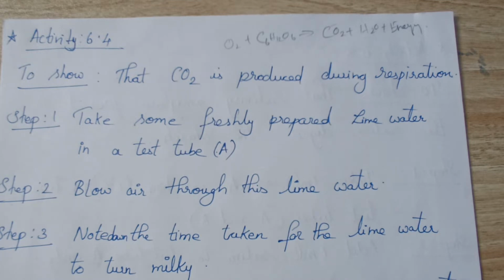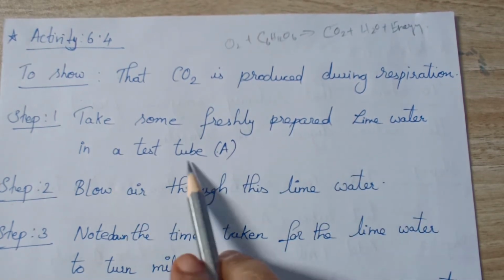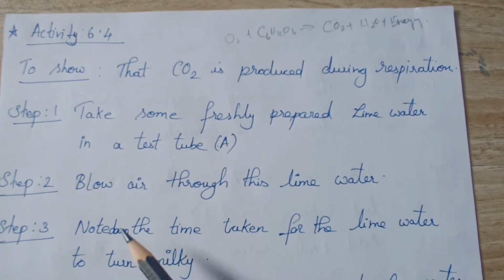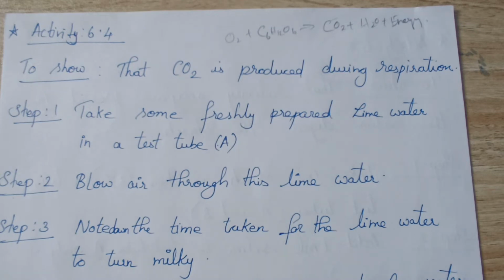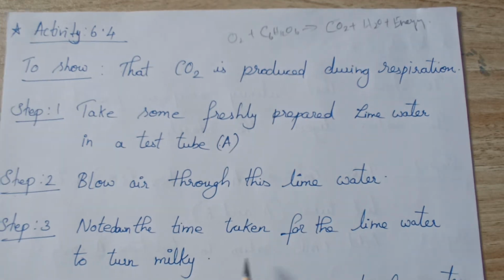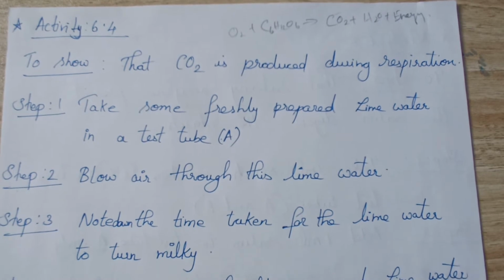So we are going to prove that CO2 is produced in the respiration process. For that we need some fresh lime water. Take some freshly prepared lime water in a test tube A. Then you have to blow air through this lime water. You have to blow through a straw. Note down the time taken for the lime water to turn milky.